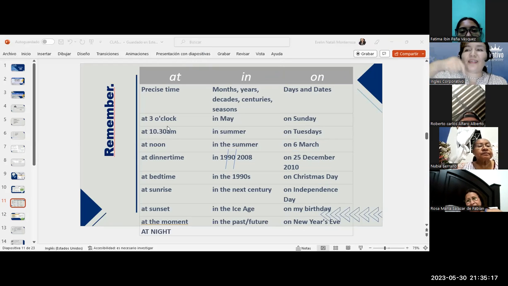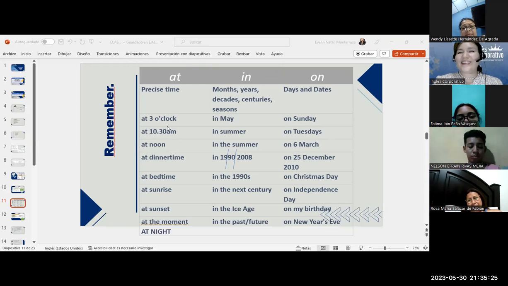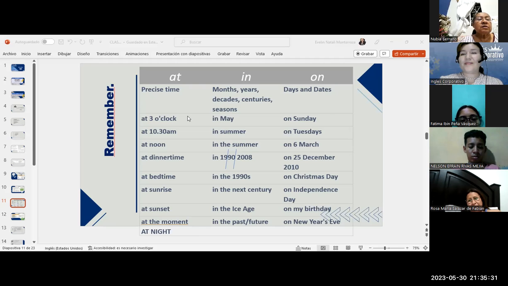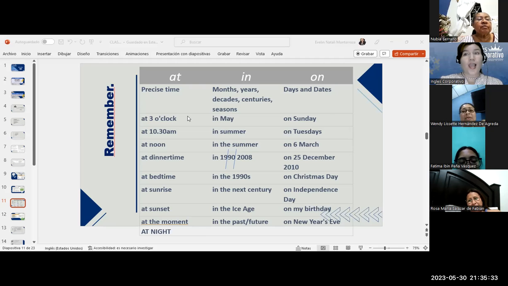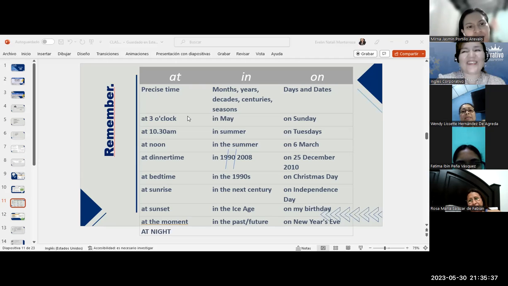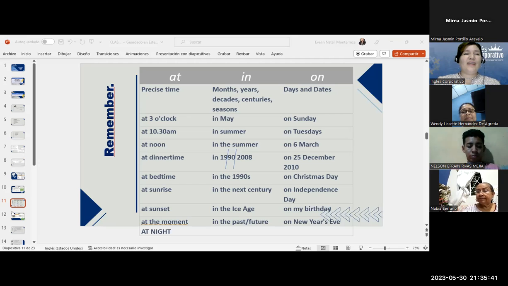At nine o'clock. In which month are we right now? May. In May, right? We are in May. What day we don't have class? On Monday. No. What day? Friday. On Friday. Very good. On Friday, we don't have class. We don't have class on Friday.